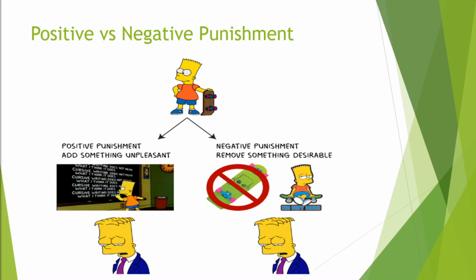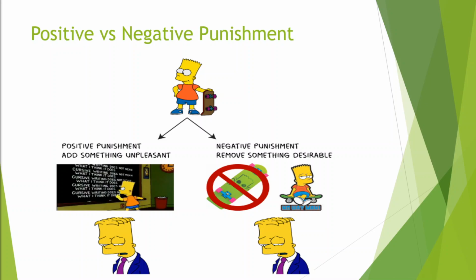Now let's go over punishment. Remember that punishment means decreasing the behavior. Positive means we add something, and negative means we take something away. Let's say that a teacher wants to reduce Bart's inappropriate interactions in class. The first example is positive punishment. The teacher adds something Bart doesn't like, such as writing on the board over and over again.